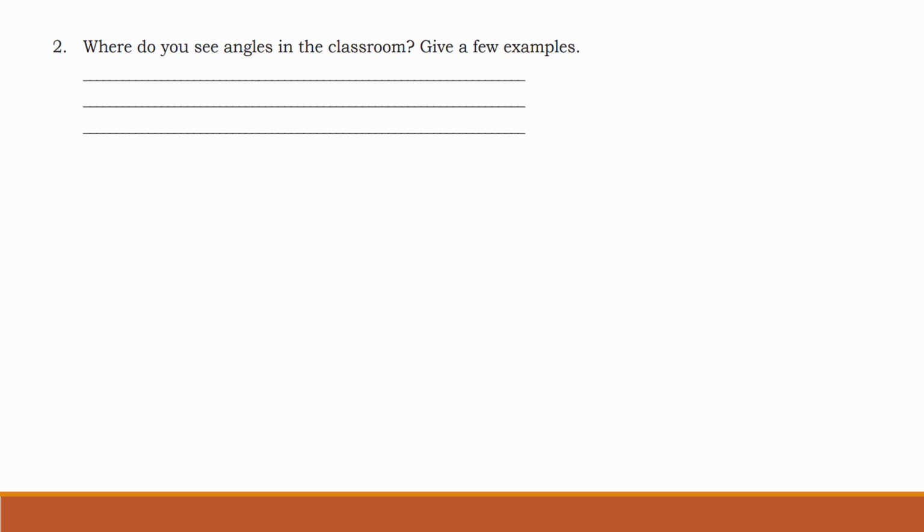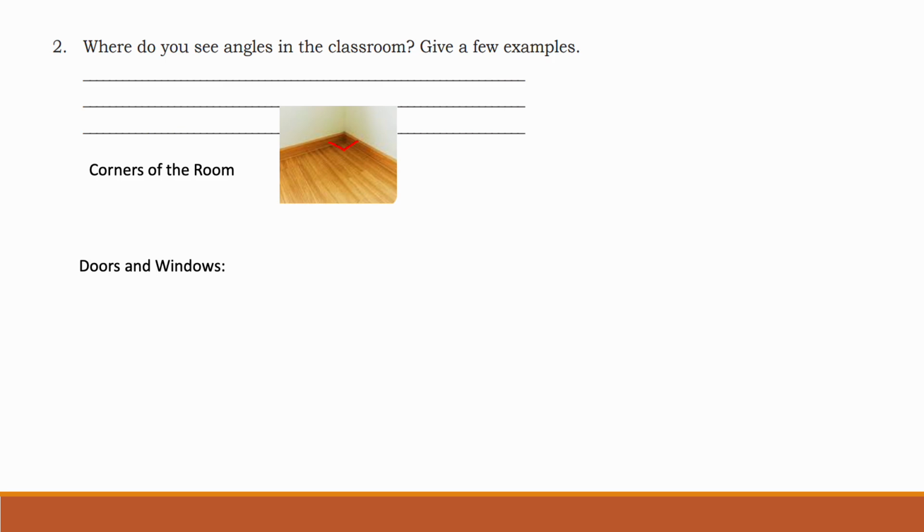Where do you see angles in the classroom? Give a few examples. First one, corners of the room. See this picture? Here you can see an angle. Then doors and windows. You can see many angles here. See here, here, then here. Here there is one angle. Then the windows also you can mark angles.